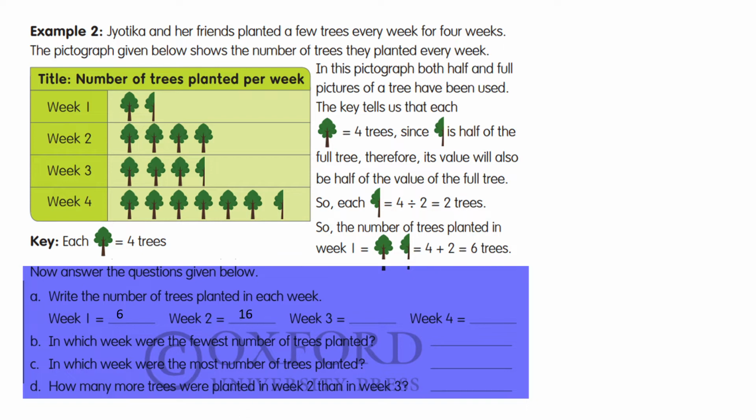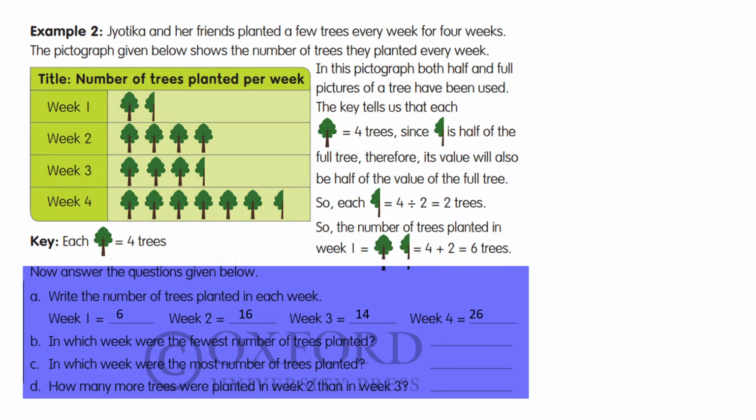Now let's go to week 3. Week 3 has 3 full trees and 1 half tree. That means it has 12 from the full trees plus 2 from the half tree, so they planted 14 trees in week 3. Now in week 4 there are 1, 2, 3, 4, 5, 6 full trees and 1 half tree. So 6 multiplied by 4 is 24, plus 2, that is equal to 26.